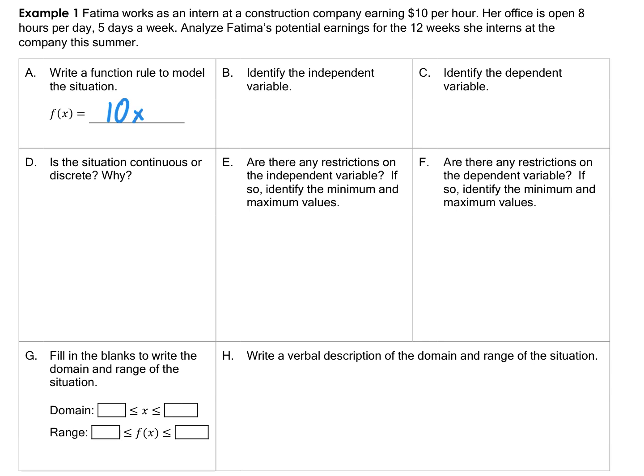In this case, the independent variable, or the variable that we decide, is the number of hours she works. And then the dependent variable, the one that depends on the independent variable, is the earnings. Remember, the independent variable is the input and the dependent variable is the output.